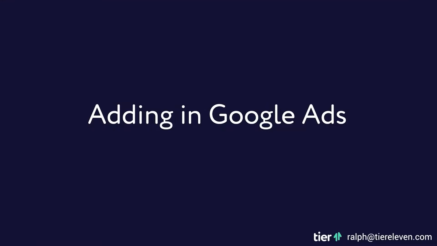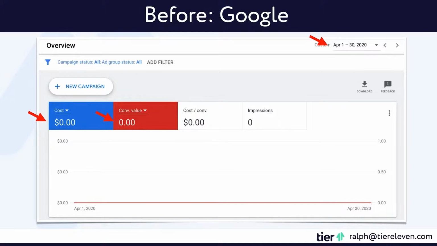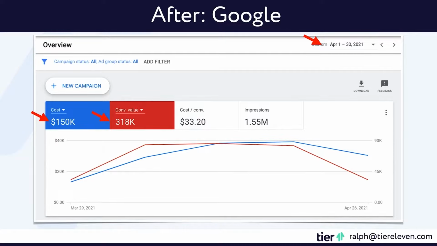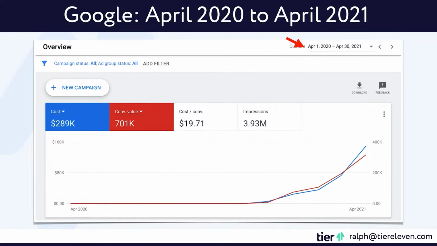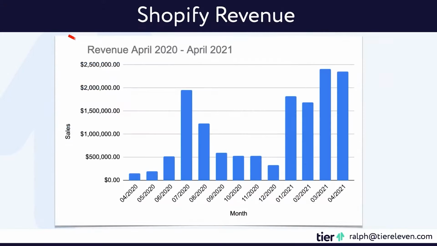So we added in Google Ads. As you can see, back in April 2020, they weren't doing anything. This is April of 2021, and we added about $150,000 worth of ad spend, which added an incremental $318,000 per month in recurring revenue. Overall, on a spend of $289,000, we increased their conversion value by about $700,000. So you can see revenue from April 2020.